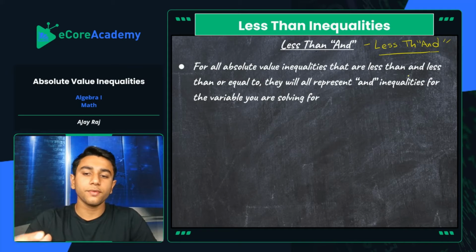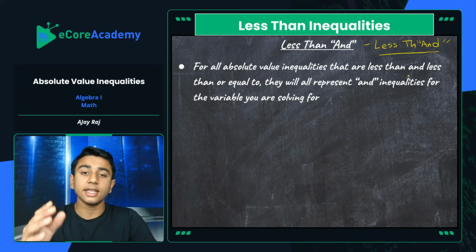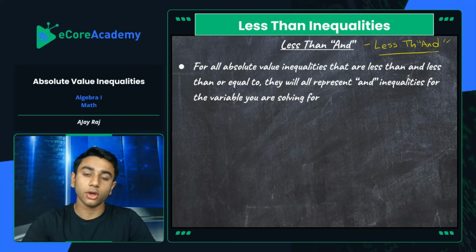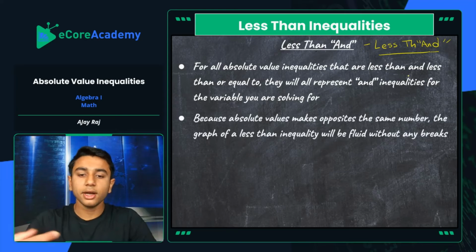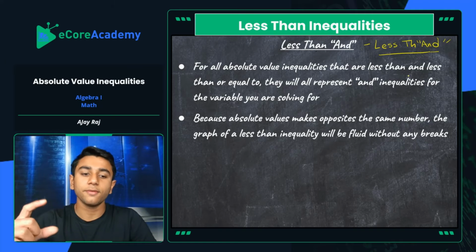So for all absolute value inequalities that are less than and less than or equal to, so it can be either one of those, they will all represent "and" inequalities for the variable you are solving for. So the final solution, you're always going to have an "and" statement of those two separate inequalities you solve for. And because absolute values make the opposites the same number, like I said before in my previous video, if you have like a -6 and a +6, those are both direct opposites. But once you put them inside absolute value bars, you're actually going to get the same value of +6.